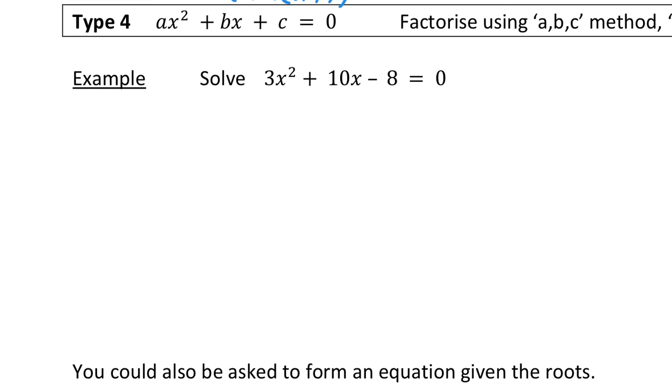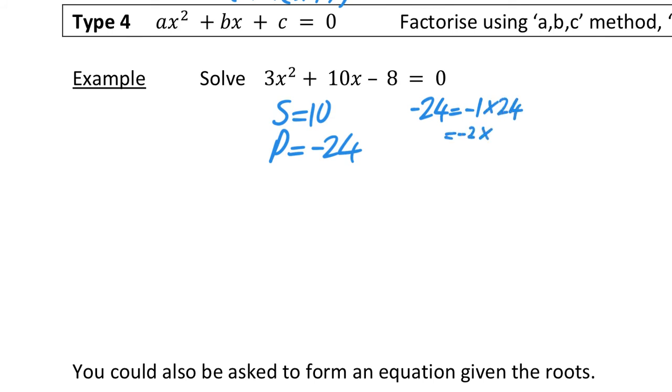Okay, next one again is sum and product we can use. So our sum is 10, our product is minus 24. So we're looking for two numbers such that they add to give 10 and they multiply to give minus 24. You go through your minus 24, and the negative product means one must be positive, one must be negative. So we'll go for minus 1 times 24, that doesn't work. Minus 2 times 12, and that does work. So we found our two numbers.